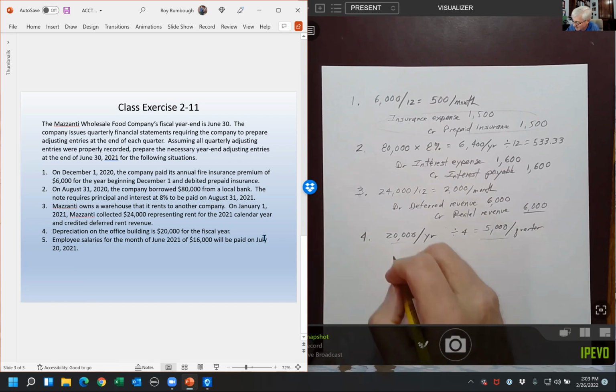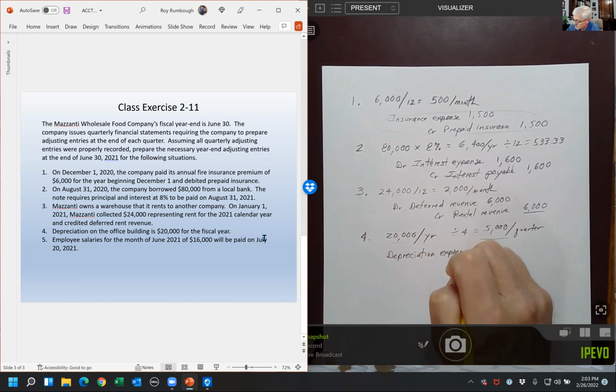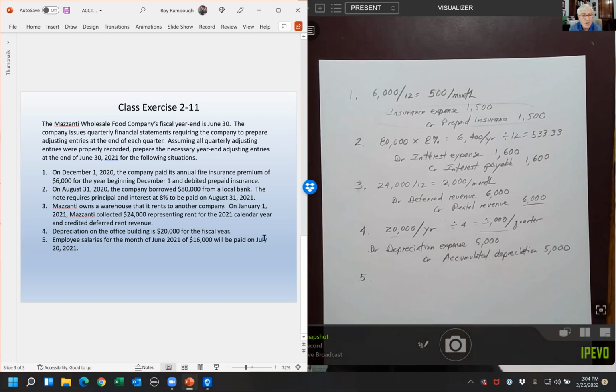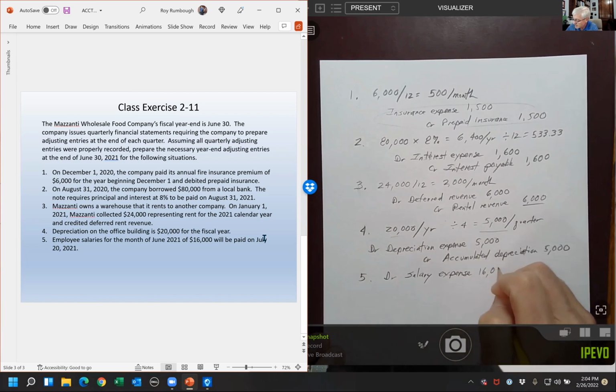And so debit depreciation expense for 5,000, credit accumulated depreciation. Number 5, employee salaries for just the month of June were 16,000, and they're going to be paid later on in July. So we just got to do that entire amount. Salary expense, 16,000, and credit salary payable.